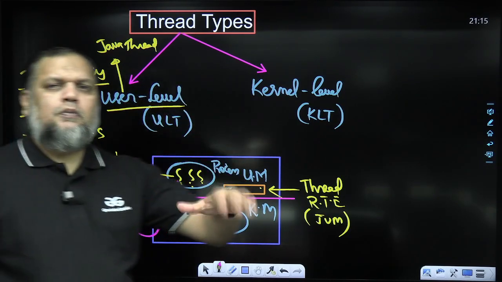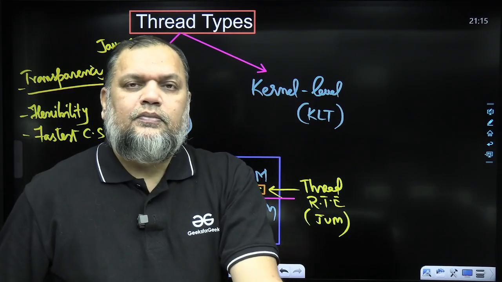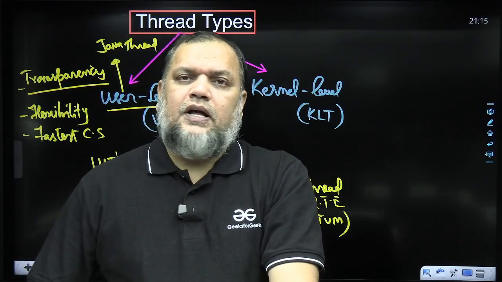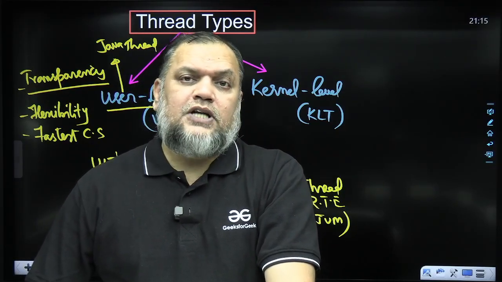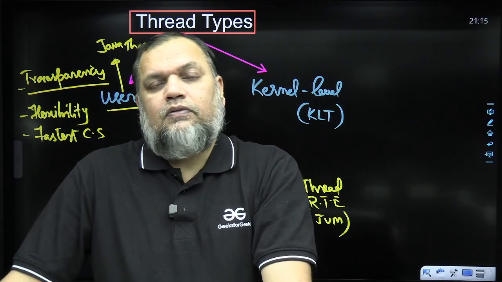The whole process gets blocked, though the other threads are active. The thread that has initiated IO, no doubt it needs to get blocked, but the other threads are active. But the operating system is unaware of the other threads.